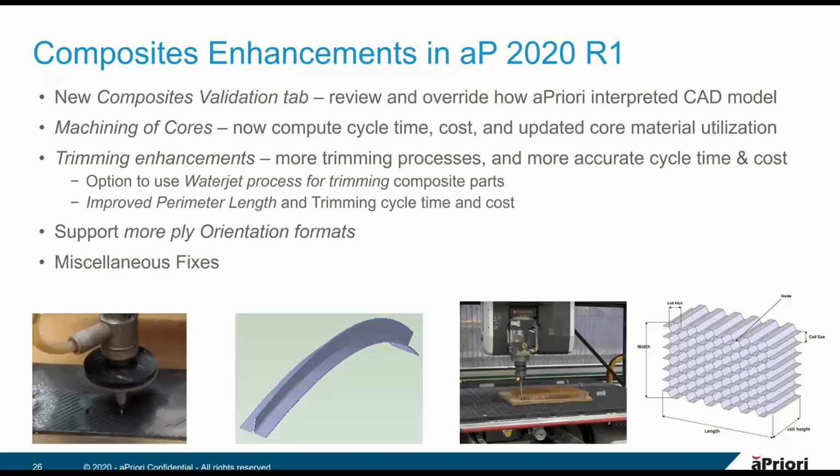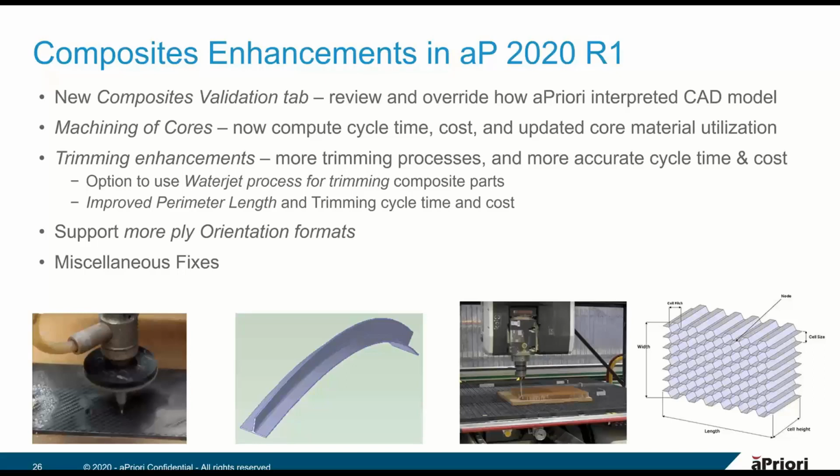And we also can now read or interpret correctly some additional metadata formats for specifying ply orientations in the CAD model. Again, there's a lot of variety in how composite parts are modeled and how their metadata is encapsulated in the CAD model. Believe it or not, there's a lot of different ways to say plus or minus 45 degrees, for example. And now we recognize more of them.